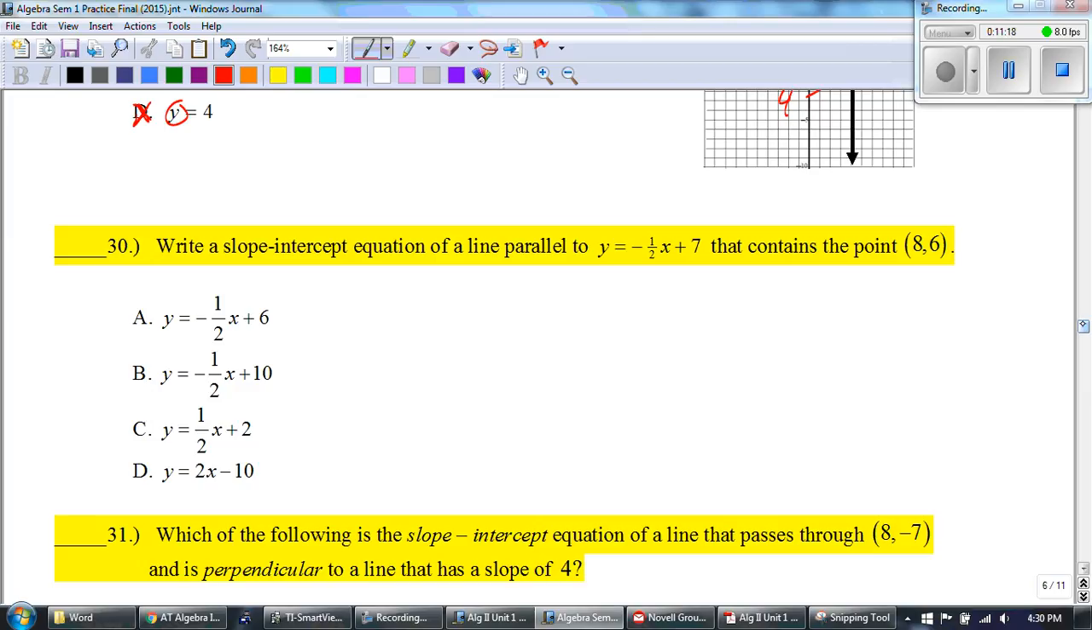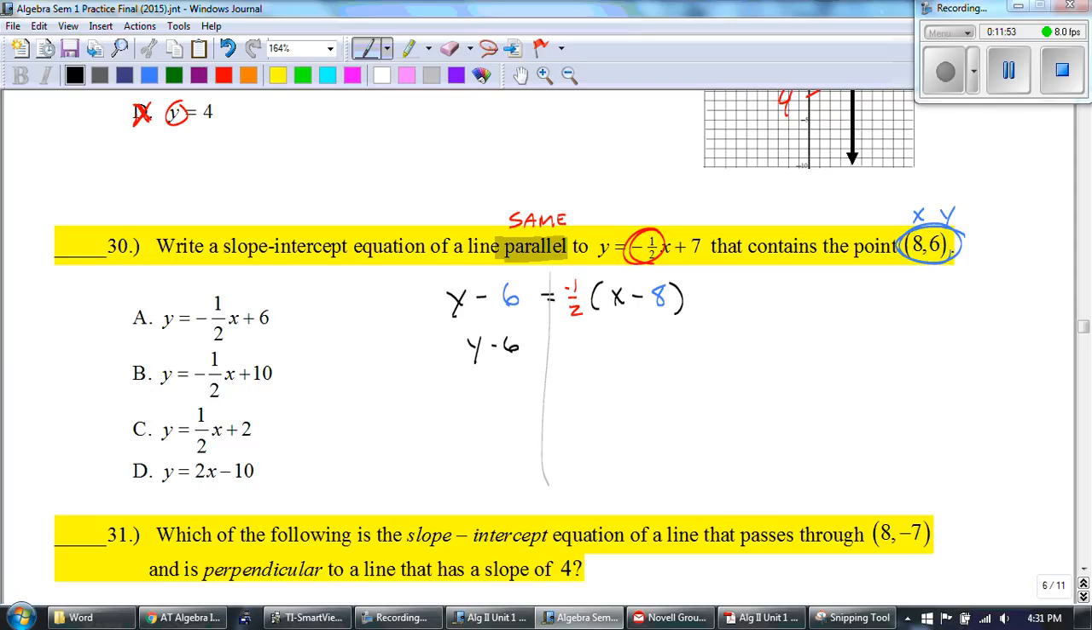And then finally, number 30, write a slope-intercept equation of a line that is parallel. Parallel means the same slope. So I need to steal my slope, and then I have to make it go through this point. So I'm going to do point slope because I have the point, and I'm stealing the slope of negative 1/2. And then there's my 6, and there's my 8 because that's our x and that's our y. And then just like before, we solve.